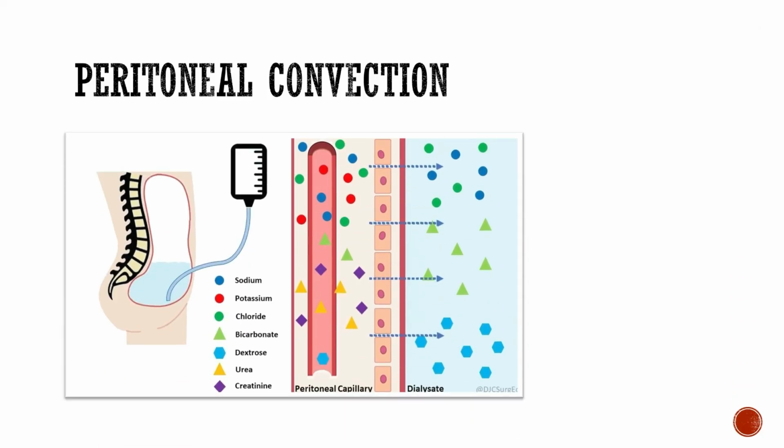The principle of convection also applies in peritoneal dialysis, but here the driving force is osmotic pressure. The glucose in the dialysate draws water from the blood capillaries into the peritoneal cavity, and the moving fluid carries solute along with it, which is another form of solvent drag.